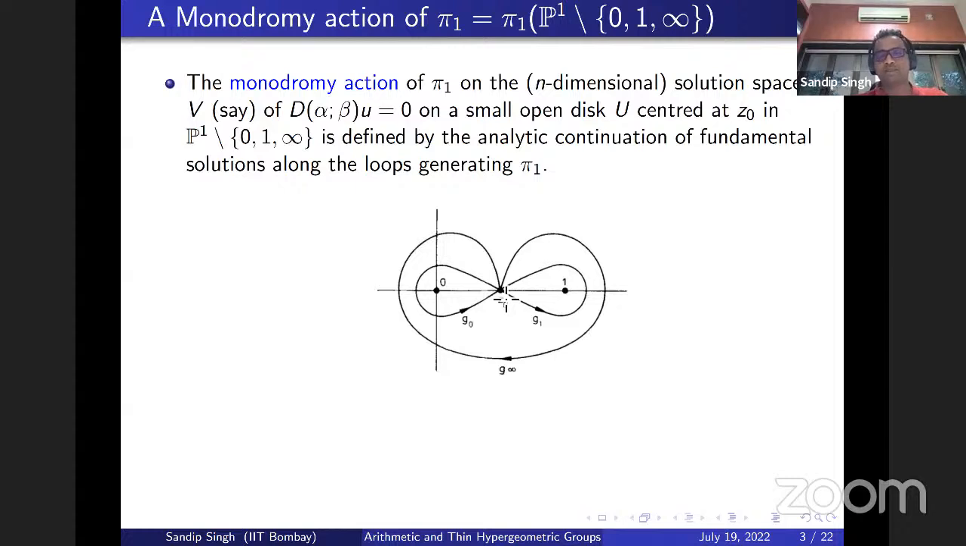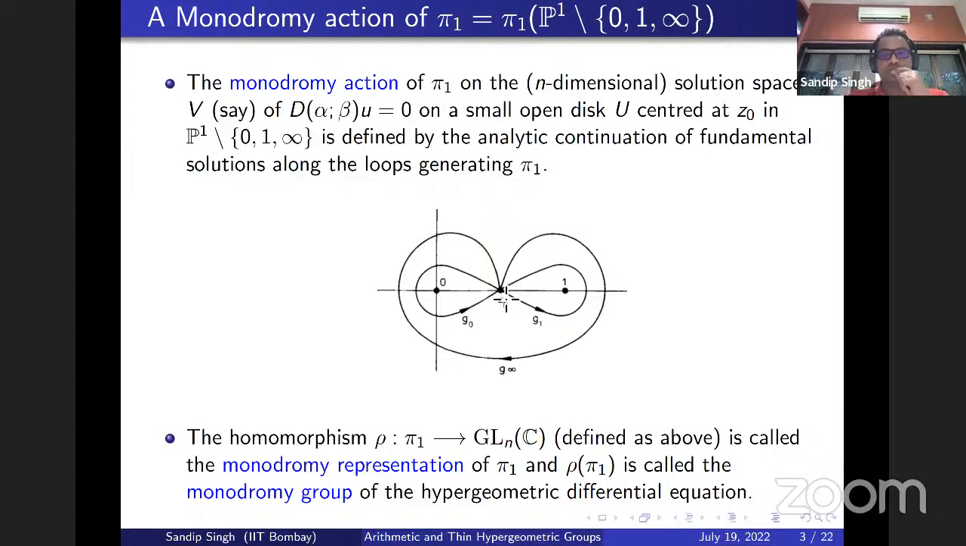If you fix the basis f1 to fn, then we get the new basis h1 to hn of the same solution space. That's how the monodromy action is defined, and other things can be fixed just by using Cauchy's theorem: if two loops are homotopic, then the corresponding analytic continuations are identical. And the product is respected in matrices. So that's how we get a very nice group homomorphism from π1 to GL_n(C).